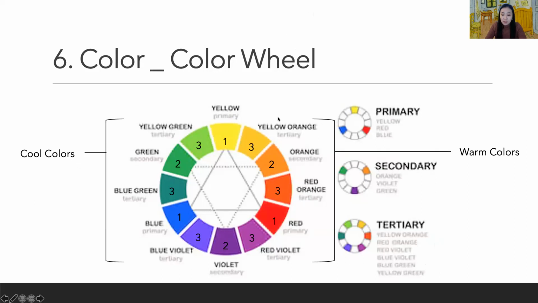We can divide the colors into three: primary color, secondary color, and tertiary color. Primary colors are yellow, blue, and red. These are labeled with number 1 on the color wheel. They're called primary because they cannot be made by any mixture of other colors.